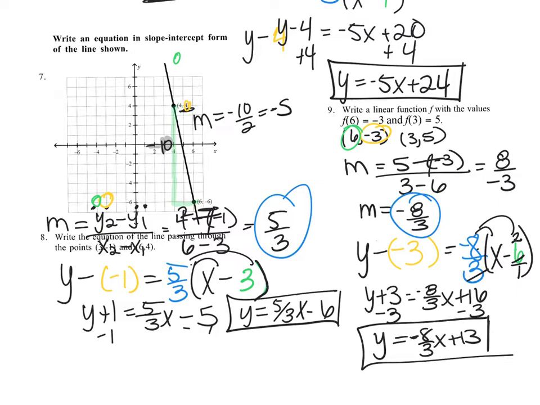Try not to get caught up in the fractions. If you did 8 over 3 times 6 over 1, you'd get positive 48 over 3, which is 16 as well. I like to cross cancel because it makes my multiplication smaller.